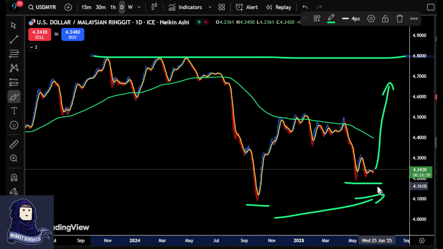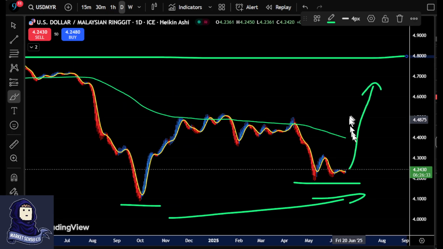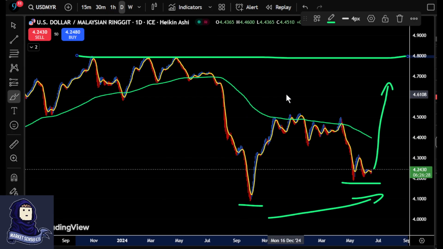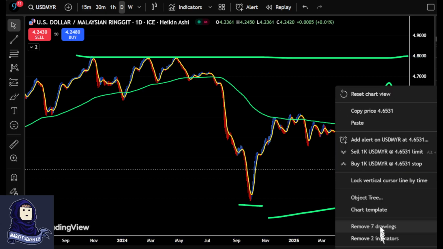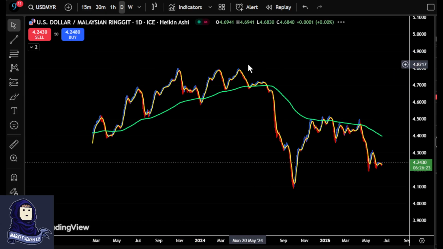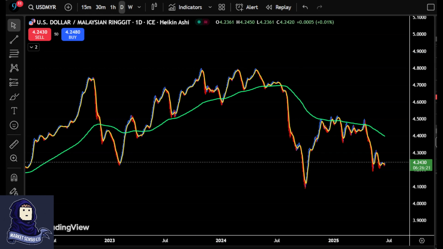So if you are holding any US dollar against the Malaysian ringgit, either physical cash or a forex contract, expect it to go upwards in the long term. Even in the daily chart, it will go upwards. So yeah, the ringgit appears to be weakening. It's not as strong as at the end of last year. Let's check out what else.